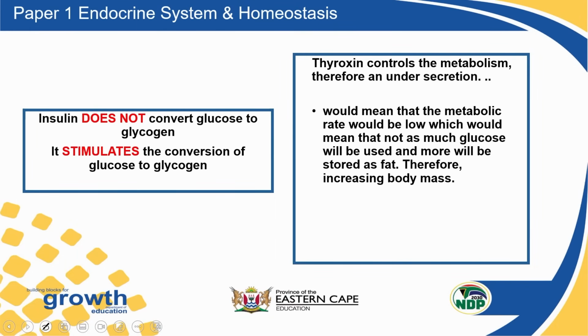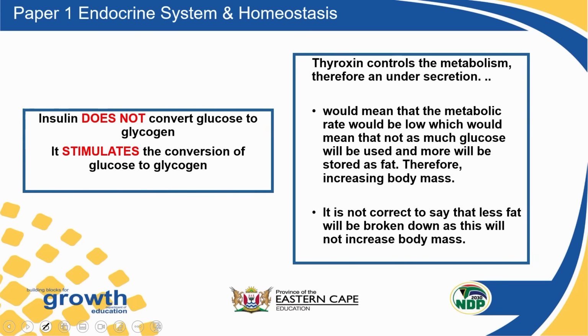Also, thyroxine controls metabolism. And therefore, an undersecretion of thyroxine would mean that the metabolic rate would be low, which would mean that there would not be much glucose used, and more of the glucose will be stored as fat. And that's why it increases your body mass. It's not correct to say that less fat will be broken down, as this won't increase your body mass. It will keep your body mass the same. And again, don't confuse glucagon and glycogen.